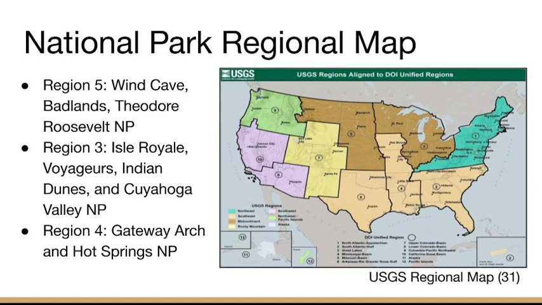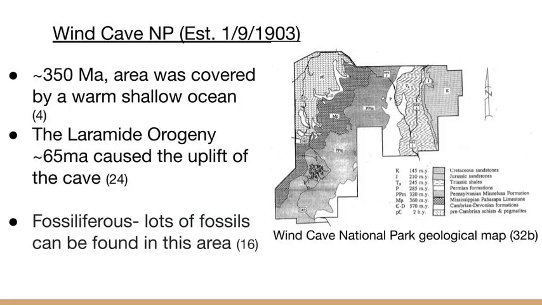Hi, I'm Hailey, and in this section we will be going over the national parks in Region 5, the Missouri Basin region, which includes Wind Cave, Badlands, and Theodor Roosevelt National Park. We will first start with Wind Cave National Park, located in South Dakota.